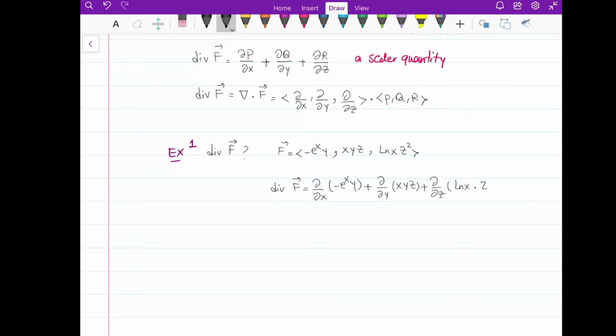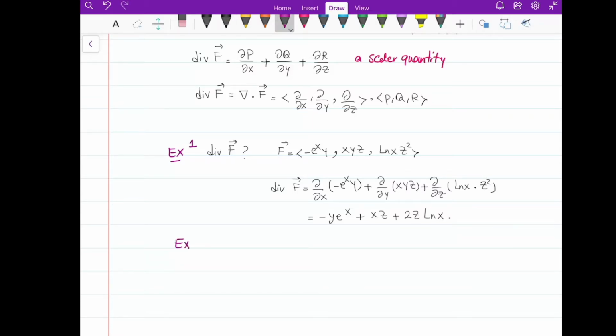x times z squared. Okay, so with respect to x, this is negative y e to the x. With respect to y, derivative of that, it would be xz, and with respect to z, this is just 2z ln x. As you see, we get a function of x, y, and z. It is not a vector, it's a function. So we can check our work and see that we get it correct.